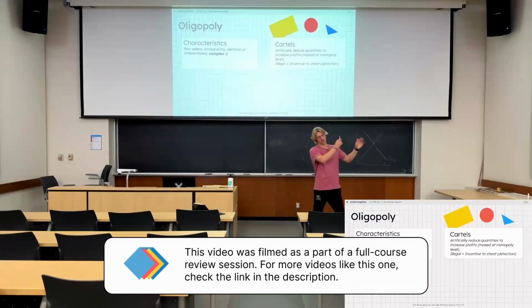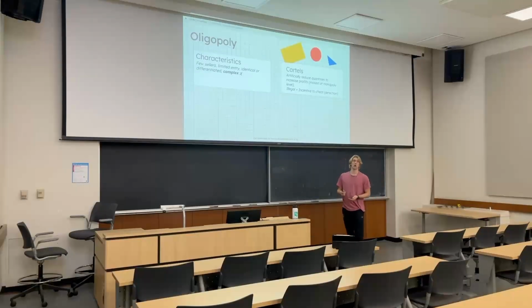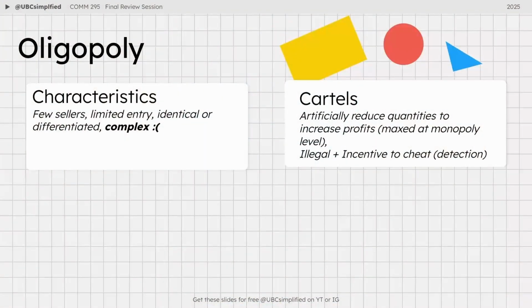All right, so we're done with Monopoly. Now we've got two Monopoly men or more: oligopoly. This is a few sellers within the market, and they can be identical or differentiated products, and unfortunately they are a bit more complex, but we'll get into them.